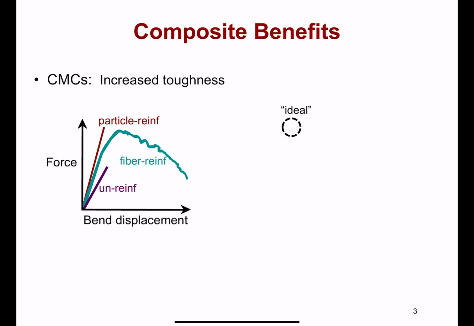Okay, so in ceramic matrix composites, we mentioned that if we were to look at the force versus displacement, something akin to stress versus strain, an unreinforced ceramic would have very low fracture toughness and would not undergo very much plastic deformation, and so we would have a very short data set represented by the purple line on the graph.